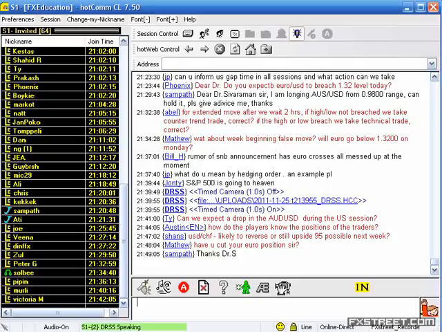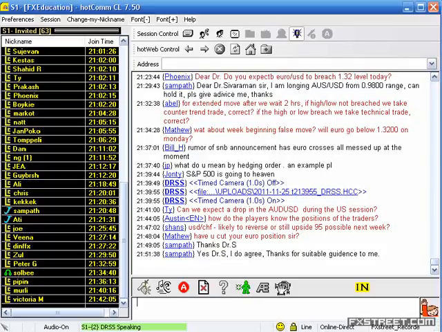For extended move, after we wait for 2 hours, if high low not breached, we take counter trade. Correct? Yeah, if the initial low they have not come up to, we can take a counter trade. But always understand, during the extended move on the upside, if you are taking a technical trade of buy above the high or sell below the low, always you have to close it within the session or within the day. You should not carry it for the next day, because they can simply reverse it when they make such breakouts.